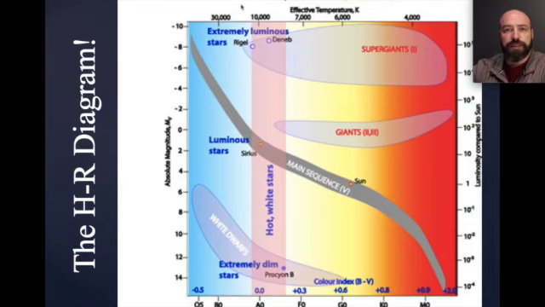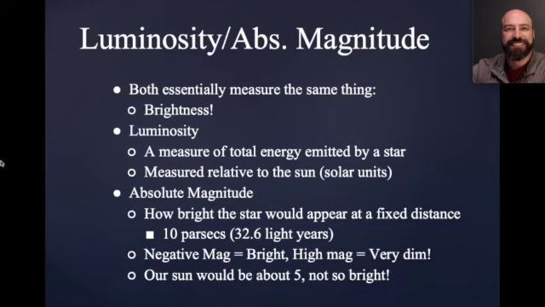Another HR diagram for you. Again, we have hot white stars on one side. The supergiants up here, very luminous. They're bright. As we go down here, these are dim and cool. So dim stars down here. Here's our sun right here. It's kind of a boring star, but there it is.